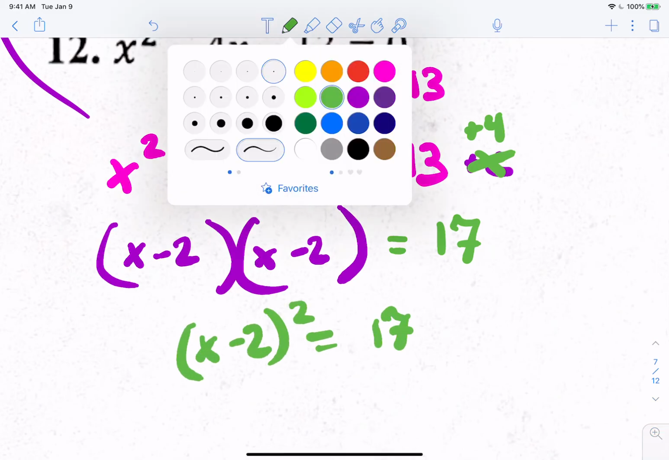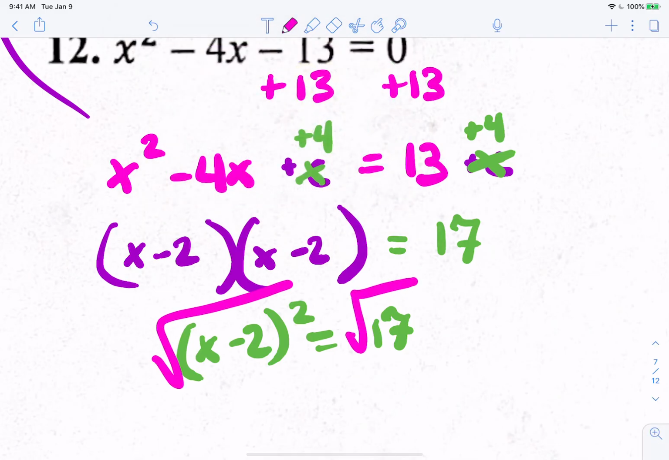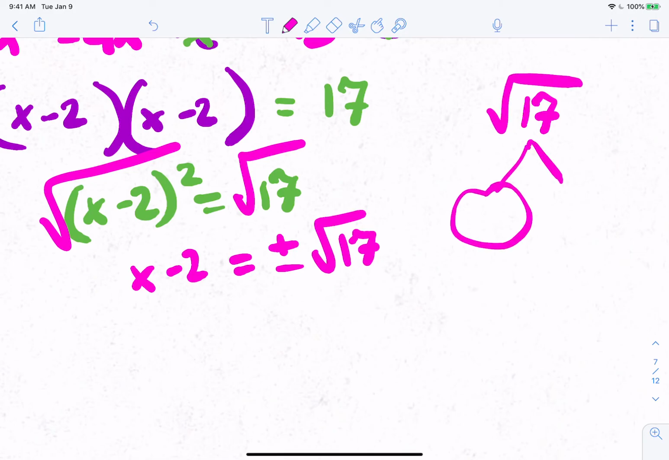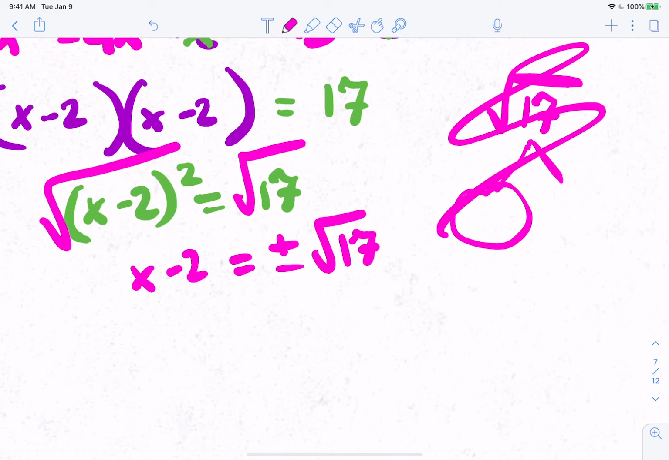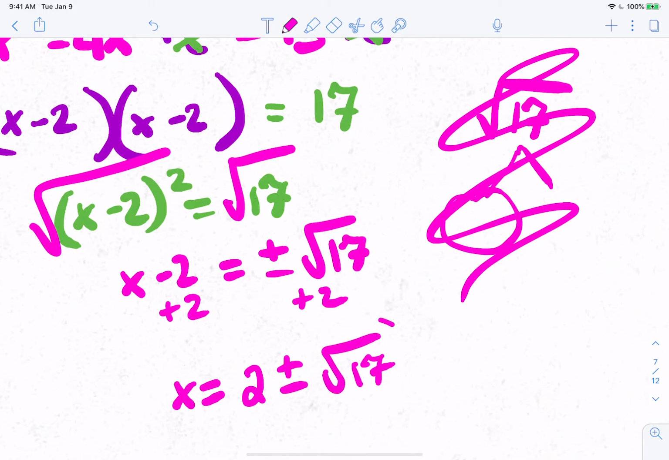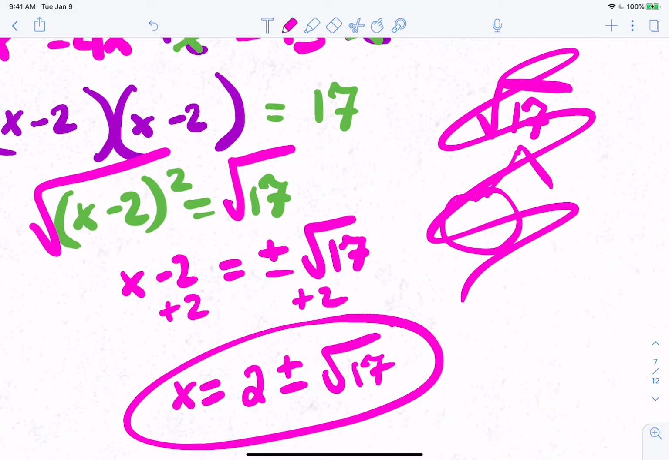And then what? Take the square root. x minus 2 equals plus and minus the square root of 17. Will 17 break down? 17 is a prime number, by the way, so we cannot do this. It will not break down. We just leave it as plus and minus the square root of 17. But one more thing that we have to do: add the 2. So how do you write your answer? x equals 2 plus or minus the square root of 17. Awesome. That was really good. You guys did well. I am impressed with you all.